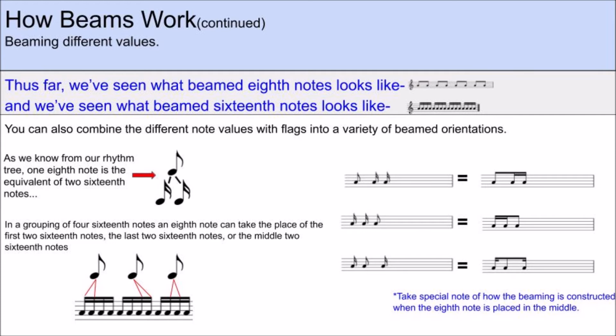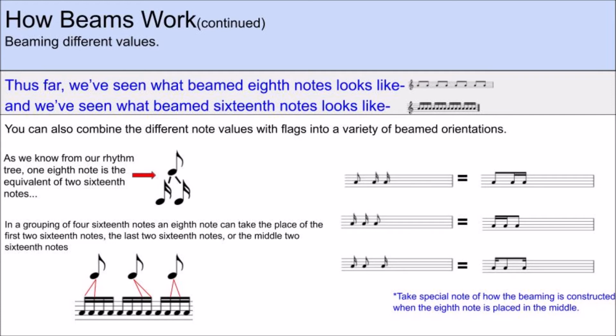As you can remember from our rhythm tree, an 8th note is the same as 2 16th notes. So pictured here on the bottom left, I can show you that you can use an 8th note to replace the first 2 16th notes in a grouping of 4. You can use an 8th note to replace the last 2 16th notes, or you can use an 8th note to replace the middle 2 16th notes in a grouping of 4. On the right, I have an example of what this looks like, both without beams and then with beams.